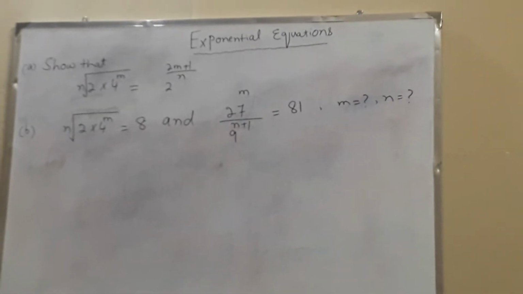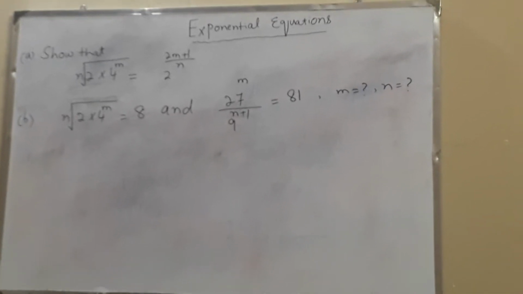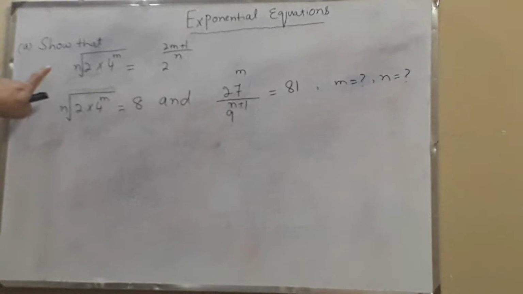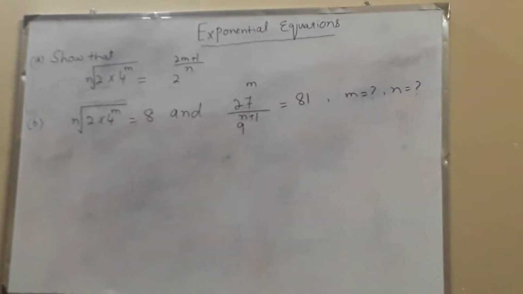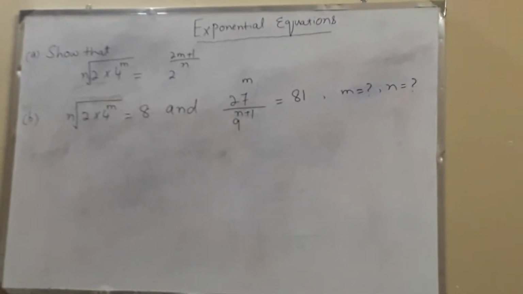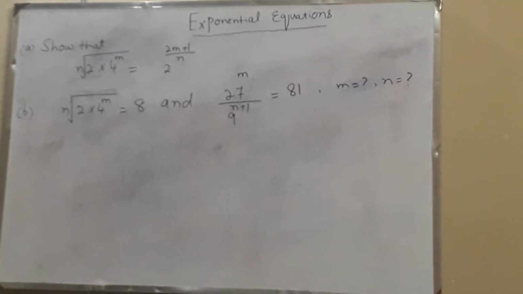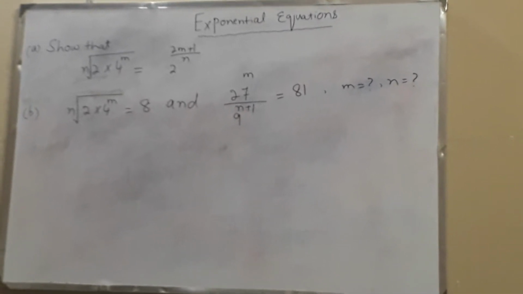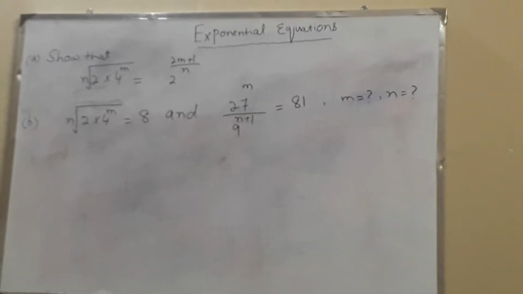Today I have got a question of exponential equations. This question has got two parts. In the first part, we are going to prove that left hand side is equal to the right hand side. And in the second part, we are given two simultaneous equations and we have to solve these simultaneous equations in order to get the values of m and n. So let's begin our lesson.